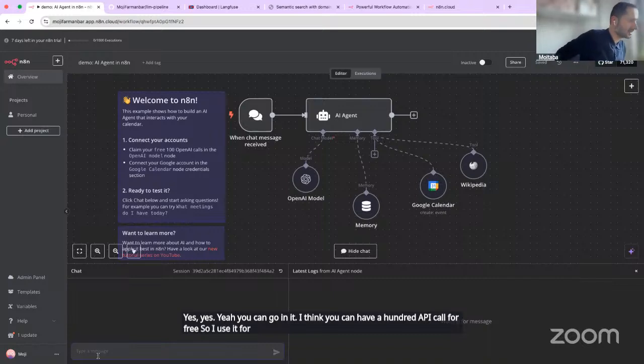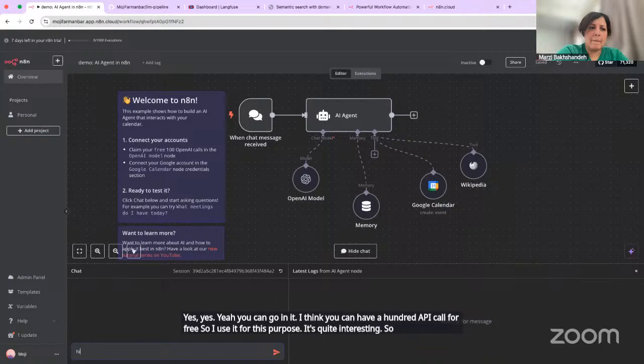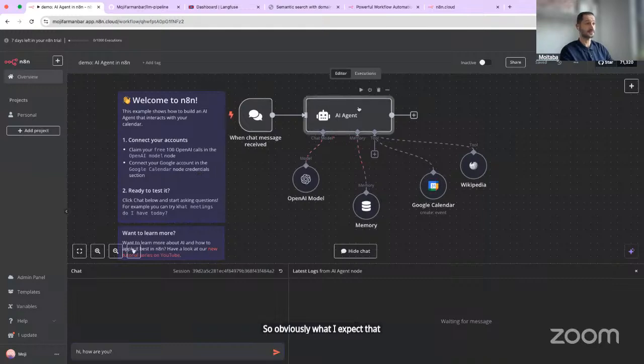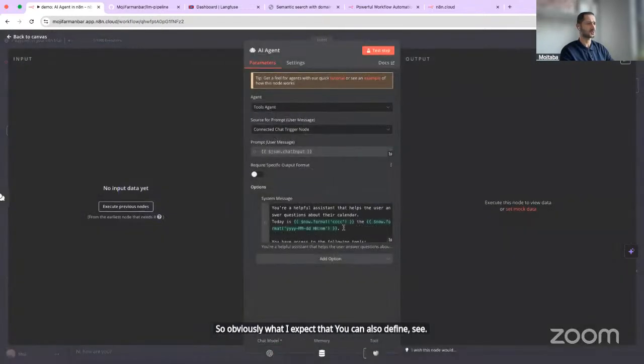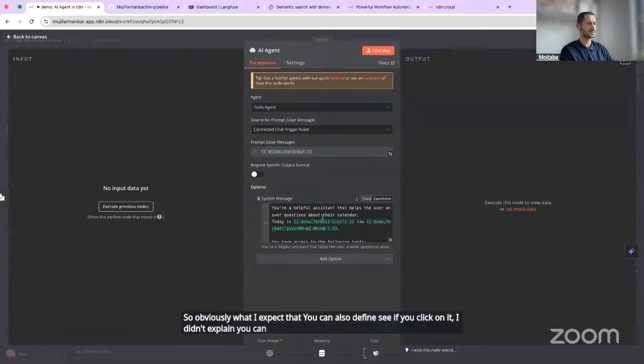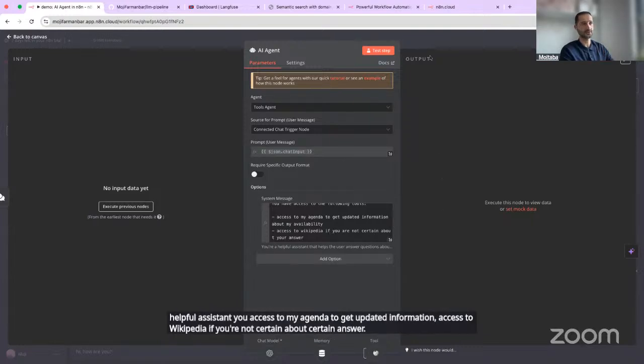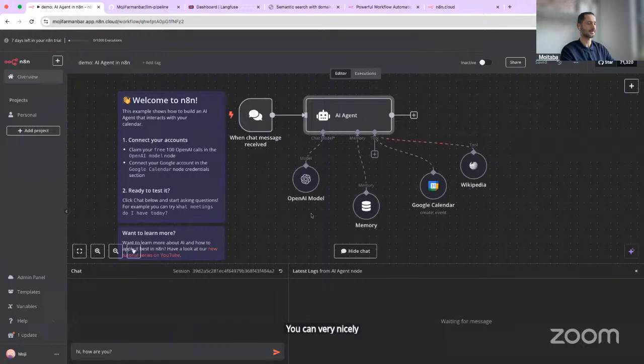It's quite interesting. So what I would do is I just say, hi, how are you? What I expect is, you can also define, see, if you click on it, I didn't explain, this is your system message. I said that you're a helpful assistant, you have access to my agenda to get updated information, access to Wikipedia if you're not certain about a certain answer. You can very nicely tune all the details.